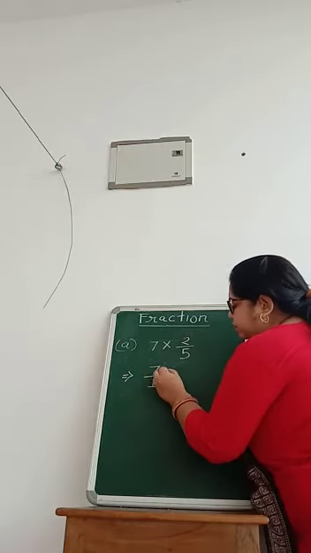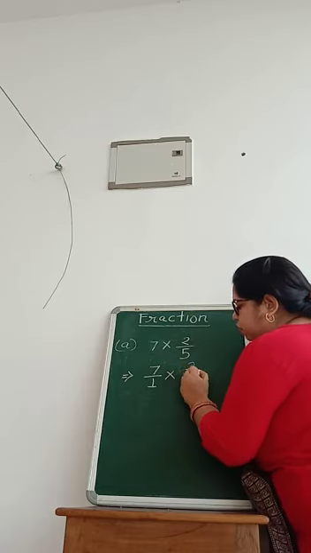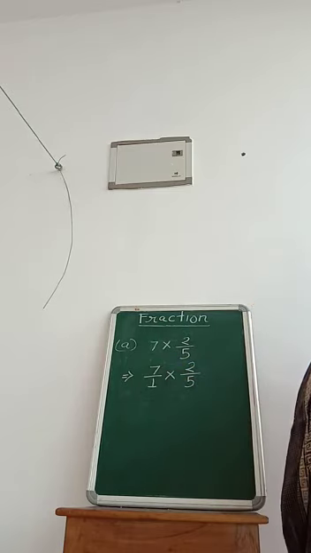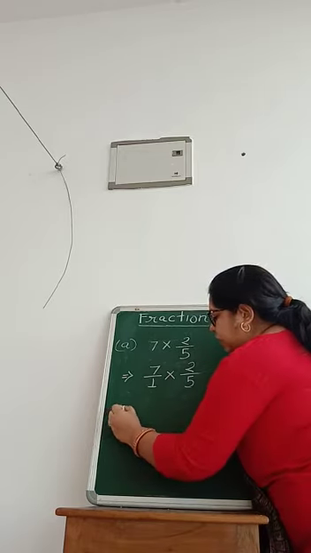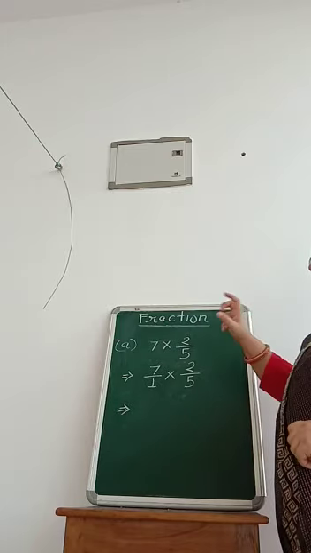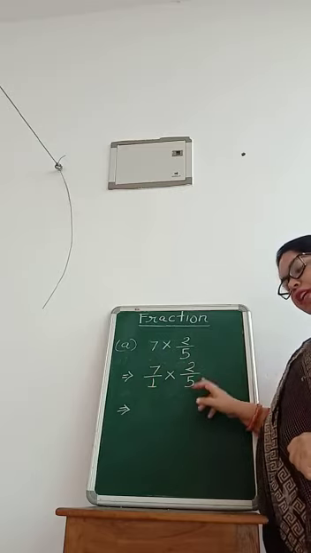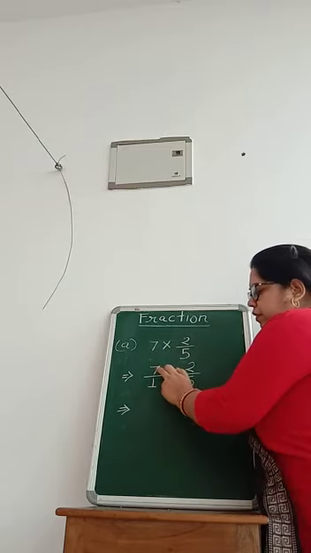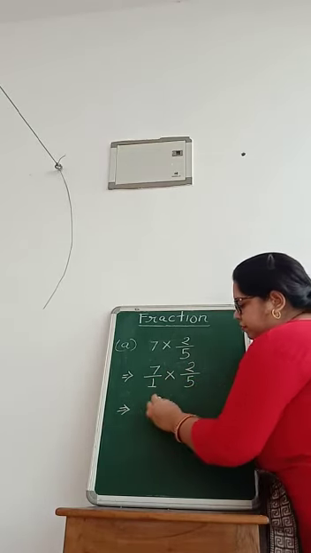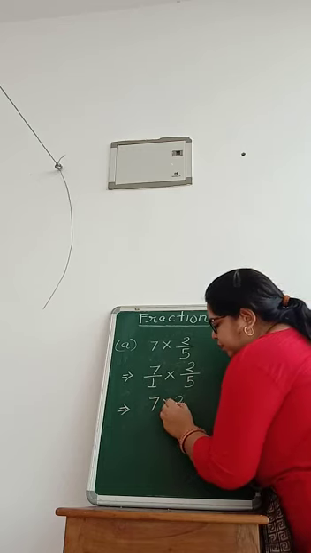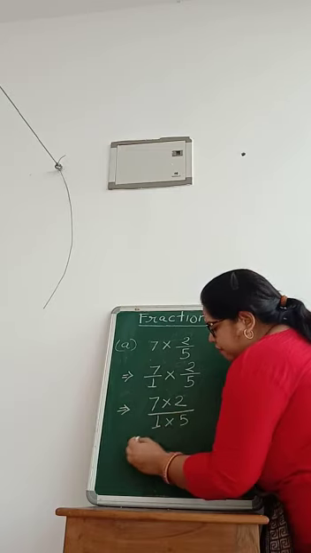Okay. Now use the multiplication symbol. Now what is the next number? 2 upon 5. Now in multiplication you have to multiply the numerator with the numerator, the denominator with the denominator. What will we do? We will multiply 7 with 2 and 1 with 5. Means 7 into 2 upon 1 into 5.